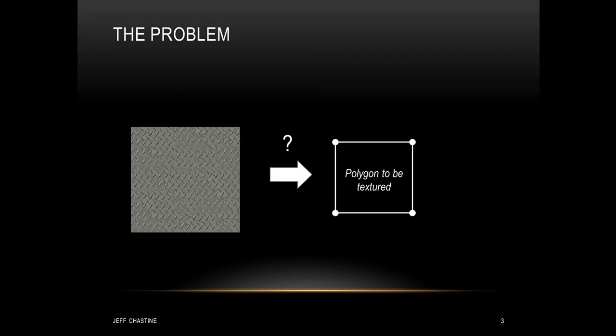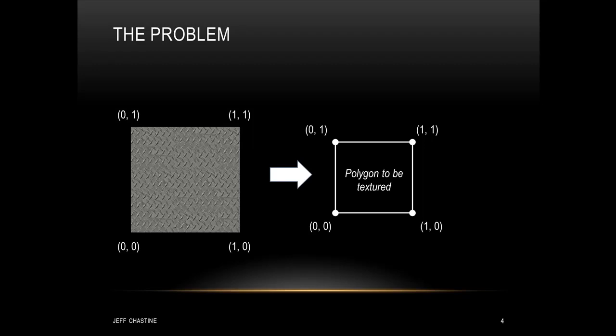All right, so here's the problem. I have this texture that you see on the left-hand side of the screen, and I want to apply it to the geometry that you see on the right-hand side of your screen. So how are we going to do this? Well, initially we might try this approach where we do a one-to-one mapping, where we take the lower left part of the texture and we apply it to the lower left part of the geometry.